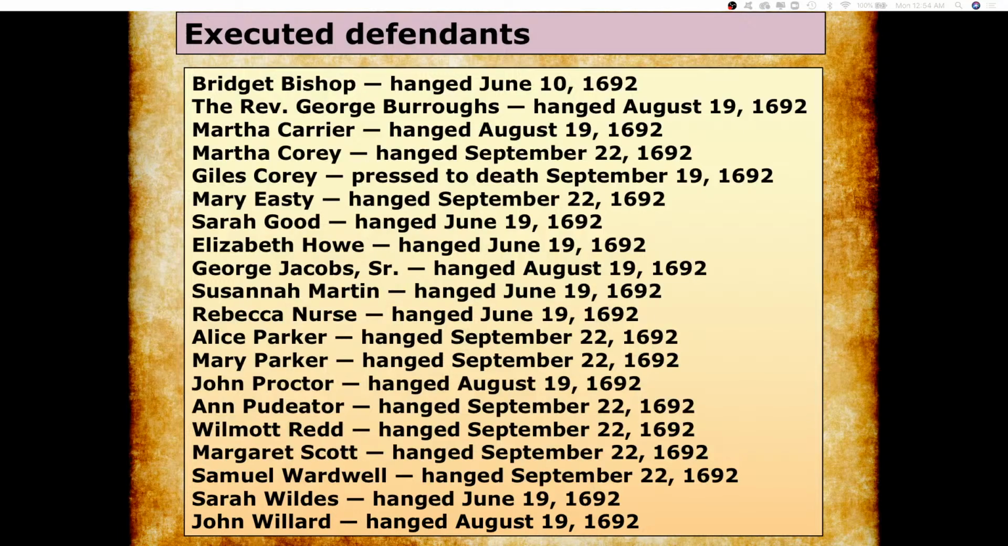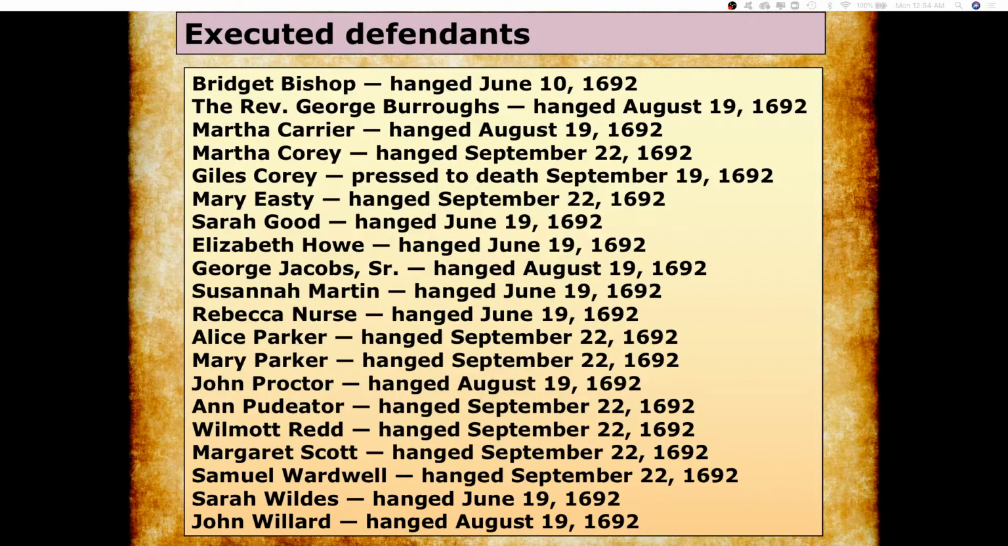So let's go ahead and talk about the defendants who were executed. You could see September 22nd was a very busy day, right? And these are the people who were executed, because this is the deal that they would give you. It's, hey, confess that you're a witch and you live. Maintain your innocence and you get hanged. That's the kind of thing we got in Salem, guys.